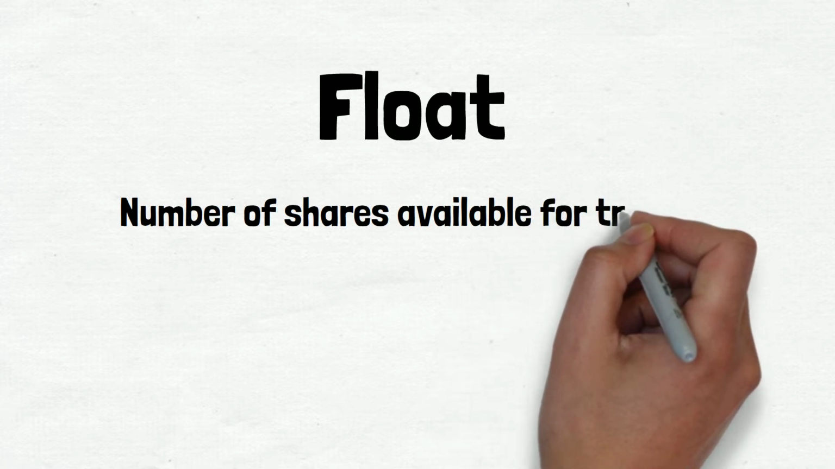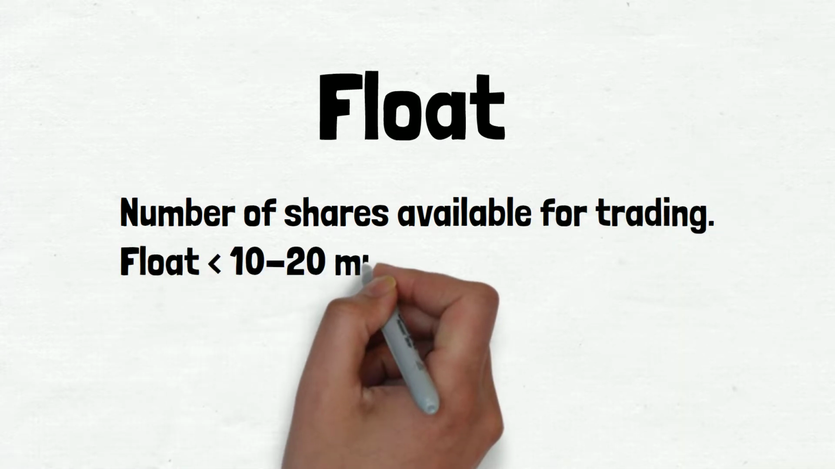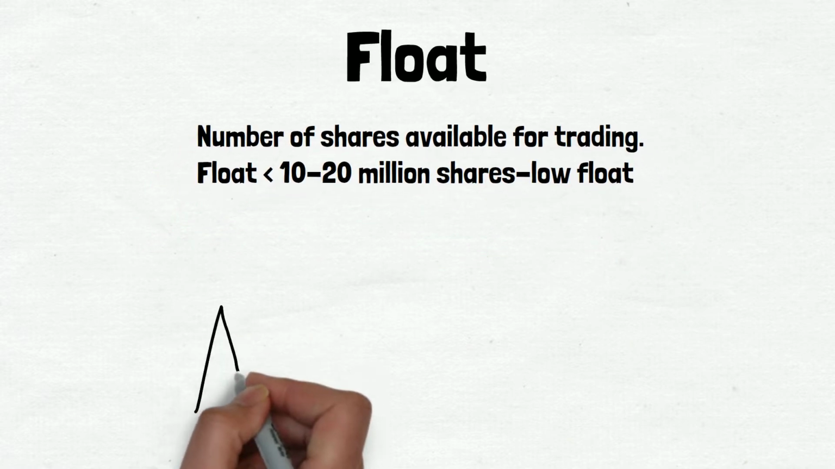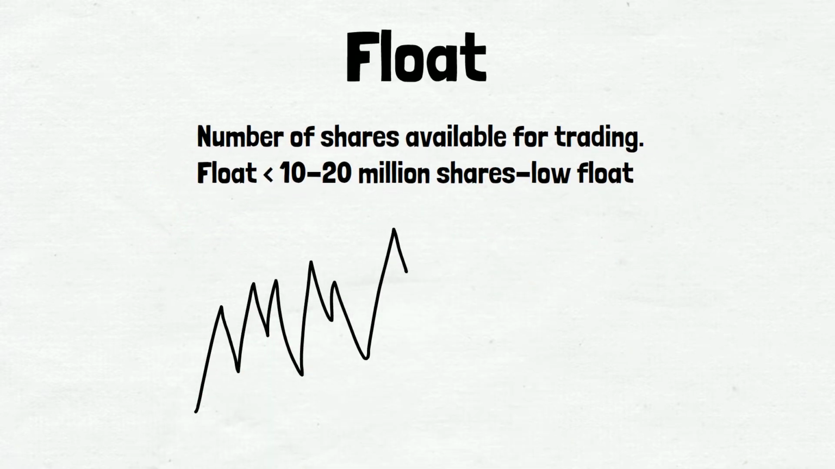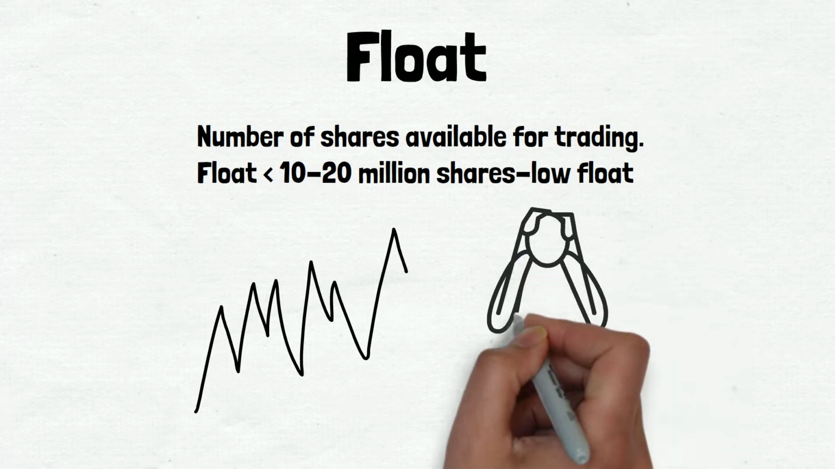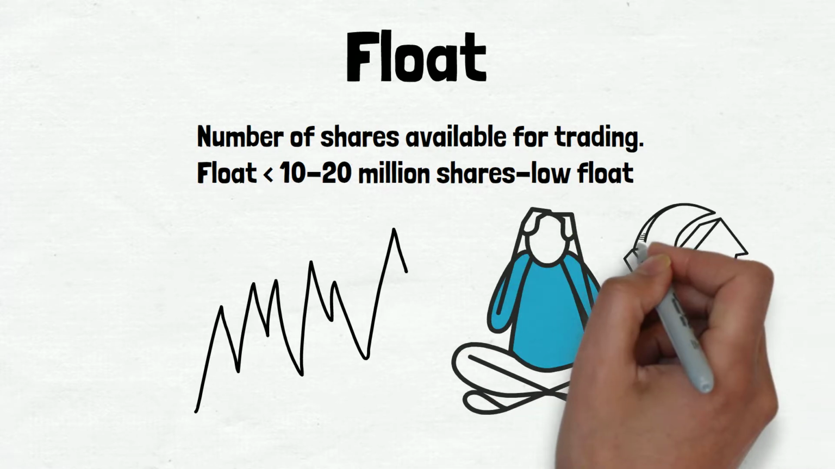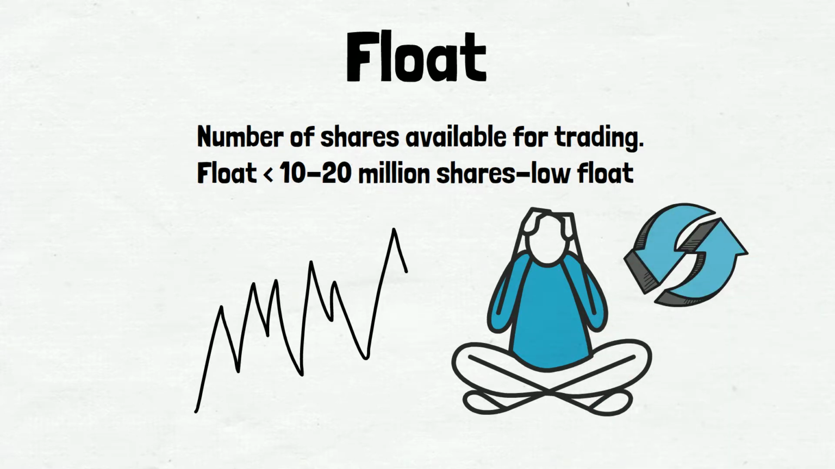A stock with a float of 10 to 20 million shares or less is considered a low float stock. A low float stock is generally more volatile. Because with fewer shares available to trade, it may be harder to find a buyer or seller, which means potentially larger spreads and lower volume.